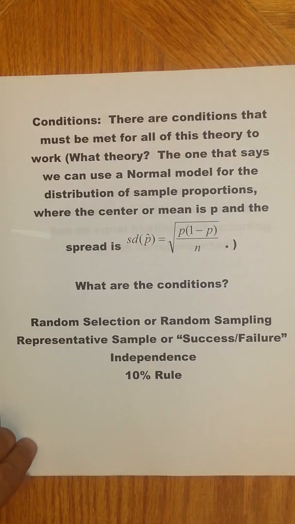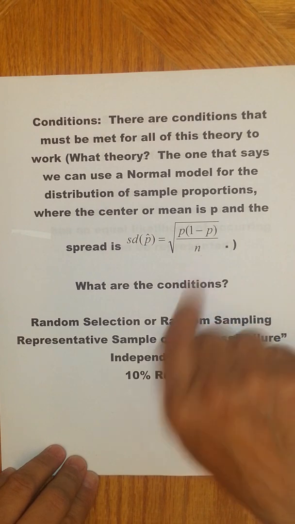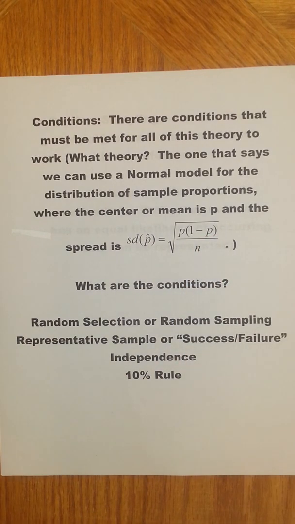Now, so what are these conditions? The conditions that must be met for all of this theory to work, and when I say all of this theory to work, what I mean is that we can actually use a normal model, right? That the samples cluster or pile up around the mean p and spread out by the standard deviation square root of p times 1 minus p over n. And of course, remember your book uses q for 1 minus p. So what are these conditions? All right, they're right here.